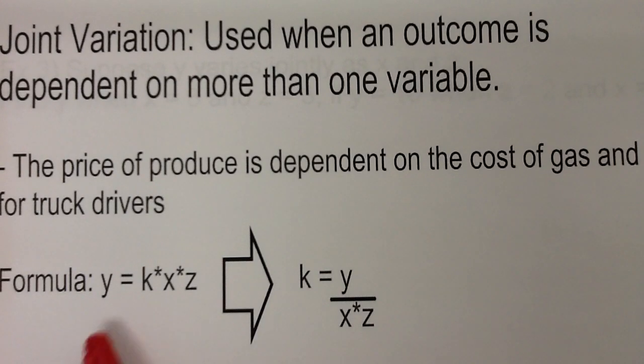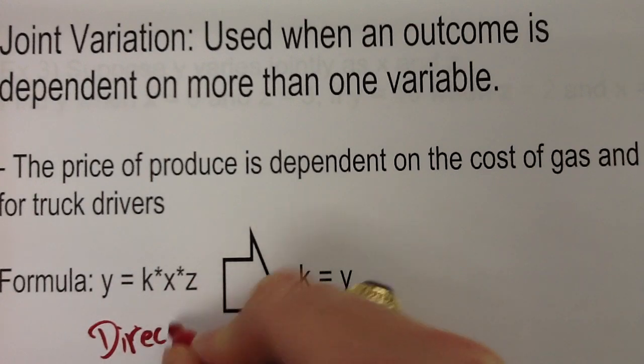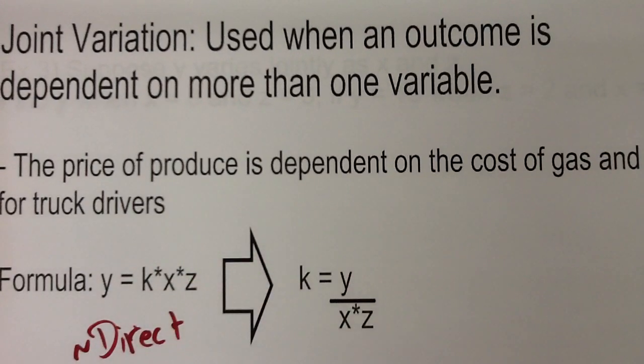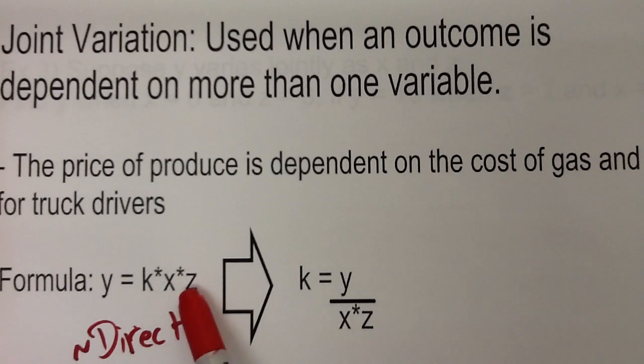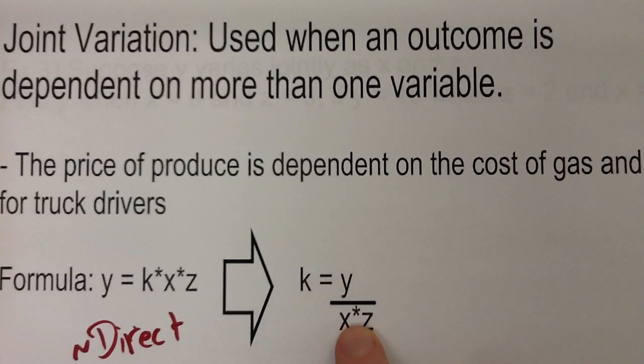Your formula is very similar to direct, so let me write that here. It's not exactly direct. I'll just put that tilde. It's kind of like direct. It's like direct with two variables. Same formula, basically. K is pretty much the same deal. Same formula, just with two variables. Because direct variation was y over x. This is y over x times z.